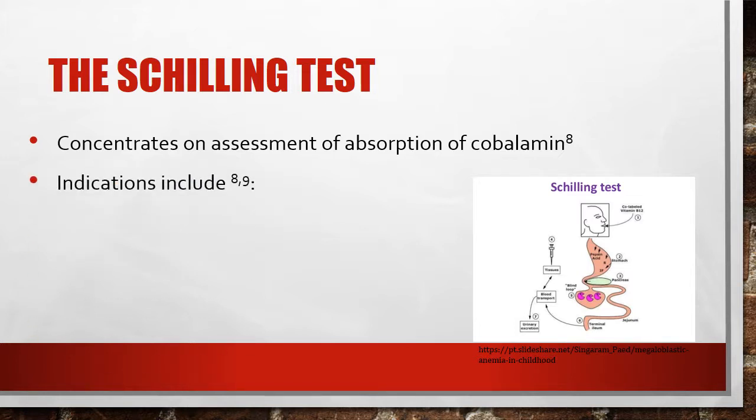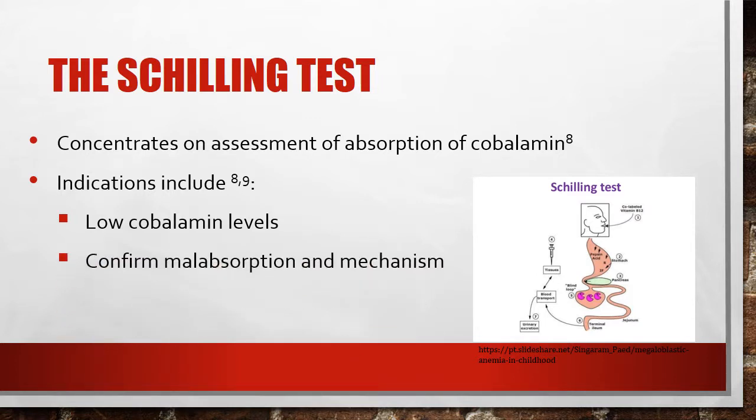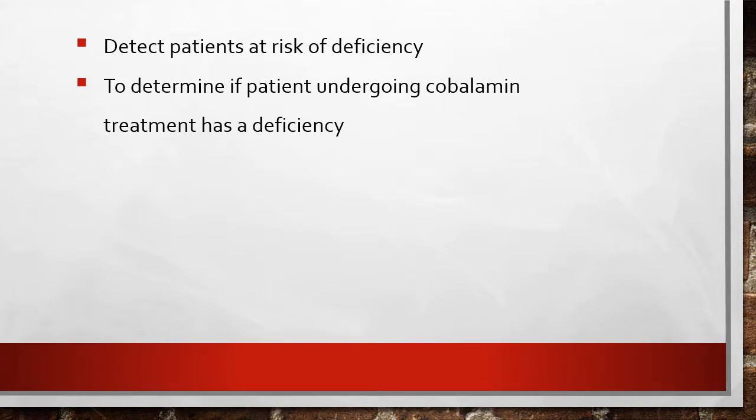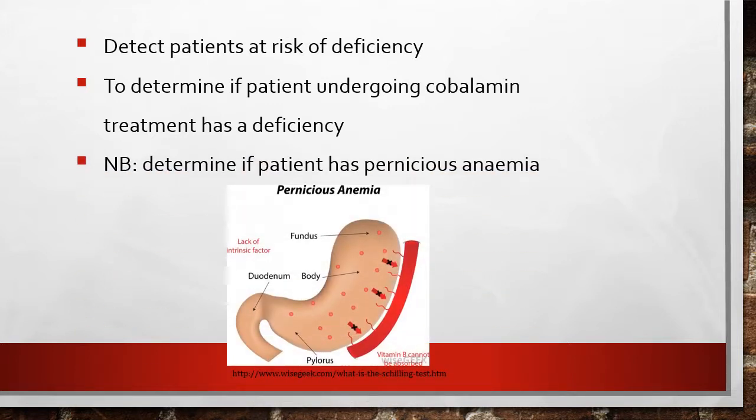Indications for the Schilling test include low cobalamin levels with or without neurological or hematological symptoms, to confirm the diagnosis of cobalamin malabsorption and determine the mechanism, hematologic changes with non-diagnostic serum tests, to detect patients at risk of cobalamin deficiency, and to determine if a patient on cobalamin treatment actually has an absorption defect. However, pernicious anemia is the most common cause for cobalamin deficiency. Therefore, it is the most important indication for the Schilling test.